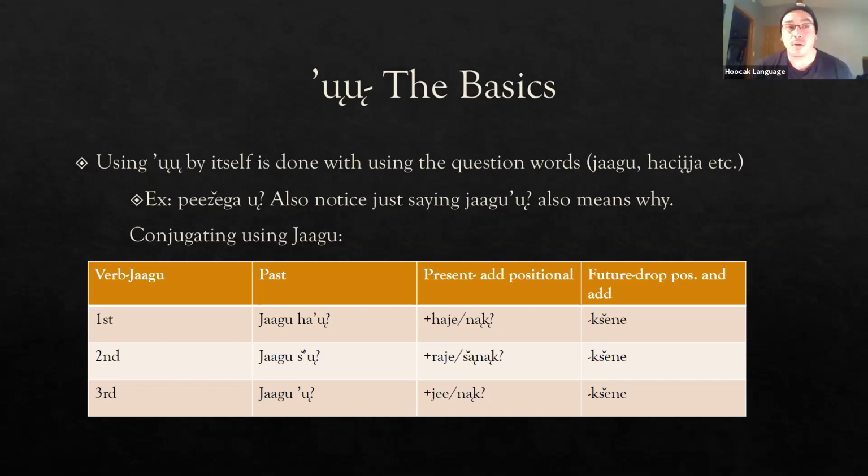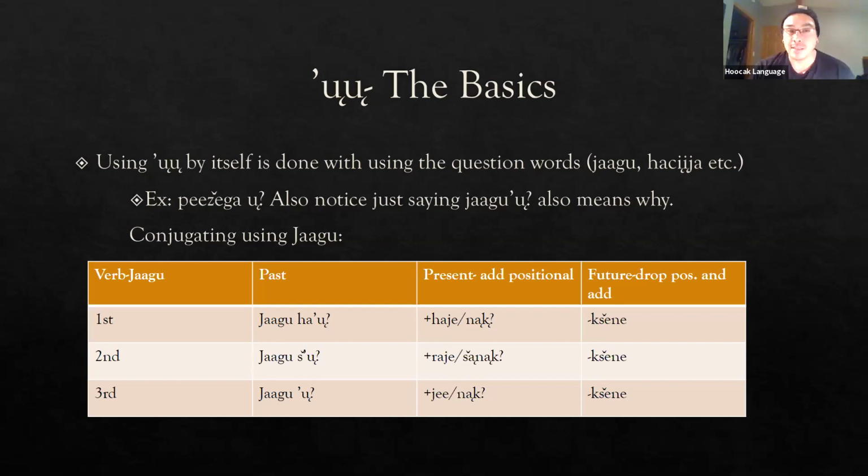So looking at the chart on the bottom, we have the verb jagu. We have first, second, and third person on the left-hand side. On the top, going to the right, we have past, present, and future tense for how to use this.